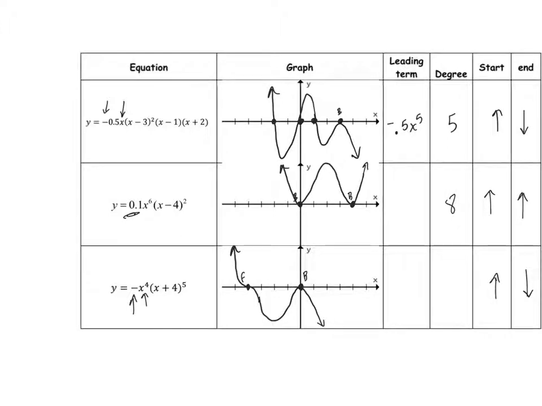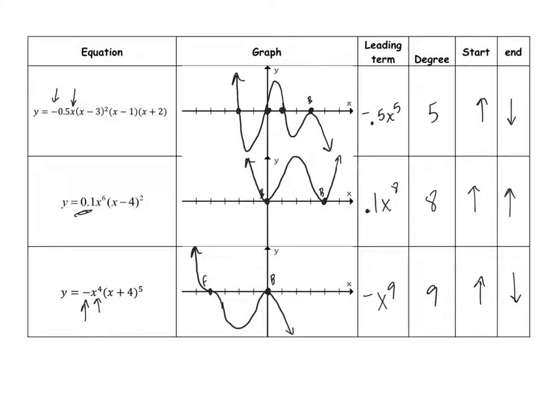So my start direction is up, my end direction is down. This is a degree 9 because of that 4 and 5. So that's going to be degree 9 with a leading term of -x to the 9th. I missed this one, -0.1 x to the 8th for that one.